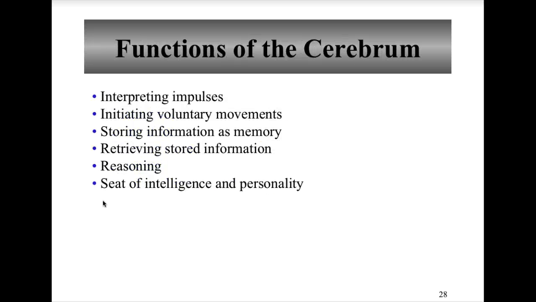All right, functions of the cerebrum. Basically, functions of the cerebrum: interpreting impulses, initiating voluntary movements. It's going to store information as memory. It's going to retrieve stored information. It's going to play a role in reasoning. And it's a seat of intelligence and personality. So this is where our personality is coming from. So the cerebral cortex is responsible for all the conscious behavior by containing three types of functional areas, which include sensory, association areas, and motor areas.